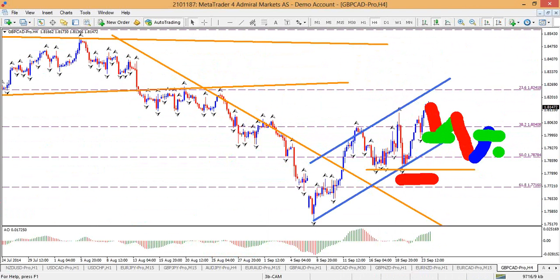for the long, because then the dynamics have changed, the structure has changed, the channel has been broken to the downside, and this could be a hook back for more downside. So flashlight, warning lights, get out of the long immediately. Right?